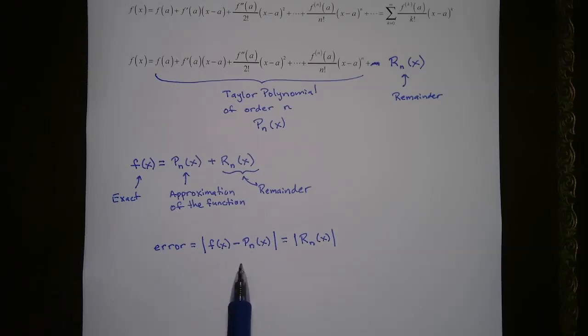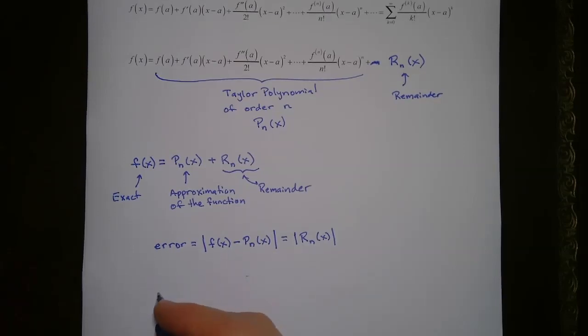Because if you take the absolute value of a number, 5 minus 3, that'd be the absolute value of 2, which is 2. But if you do the absolute value of 3 minus 5, that would be negative 2, but you're taking the absolute value, so it's also 2. The order doesn't matter. So a lot of times what we'll do is write the Taylor polynomial first.